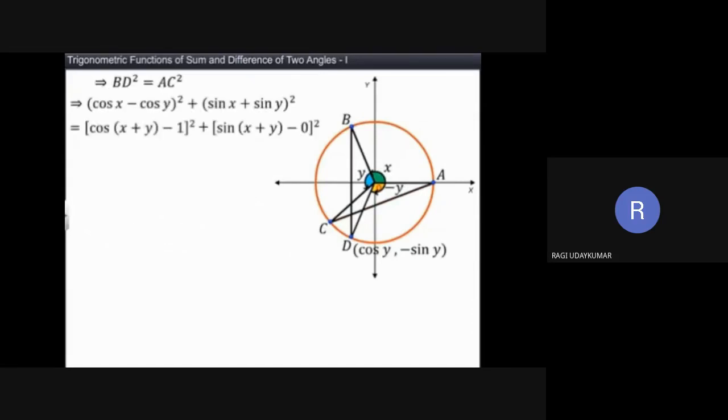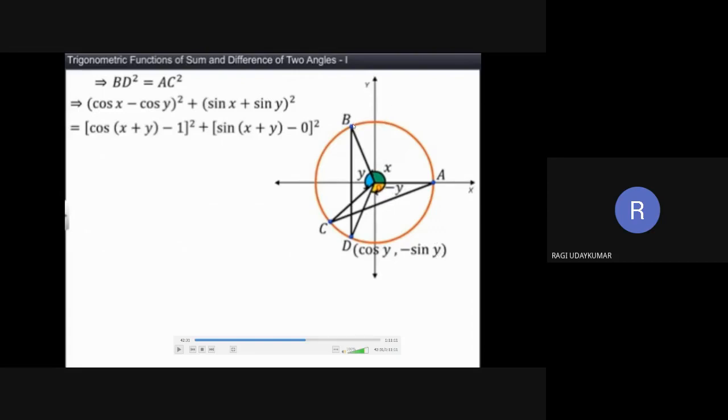Okay, so BD square equals AC square. BD is nothing but, here the coordinates of B are cos x and sin x. So cos x minus cos y. BD length is the distance between two points, so you have to use that formula: under root of (x2 minus x1) whole square plus (y2 minus y1) whole square. So cos x minus cos y whole square plus sin x plus sin y whole square. Sin x plus sin y, why did you get that here? Here you have minus sin y.